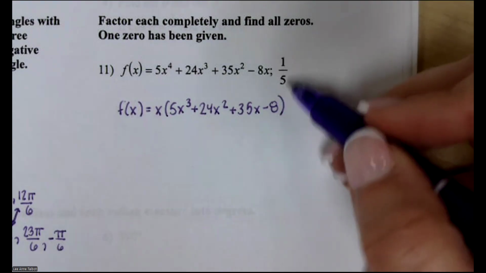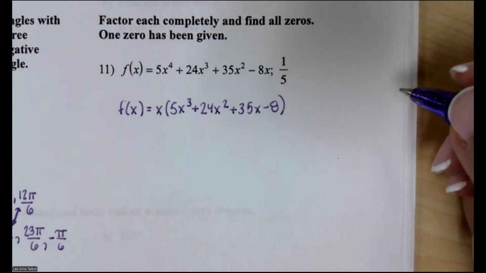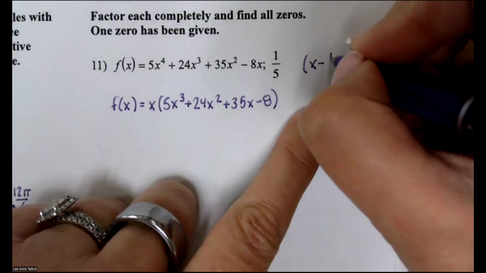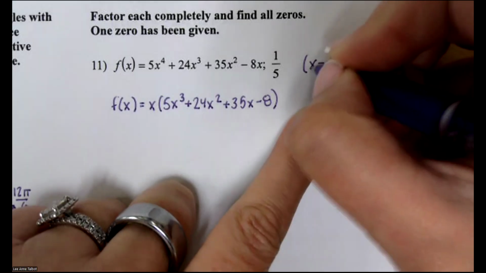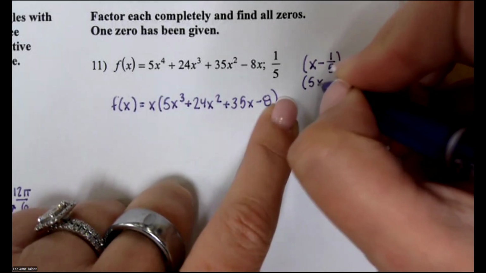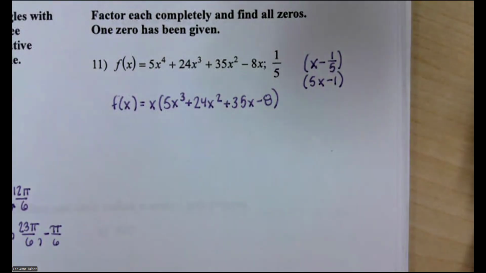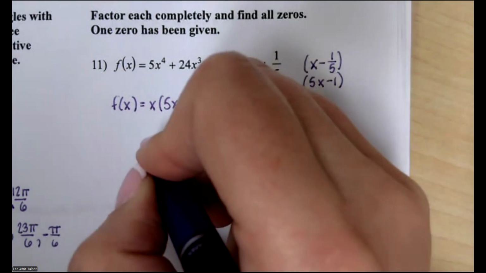Okay, and then what do we do with fractions, guys? So x minus 1/5 will become 5x minus 1. Just much easier to divide by. Okay, so what size box? 3 by 2. It's coming back to you.